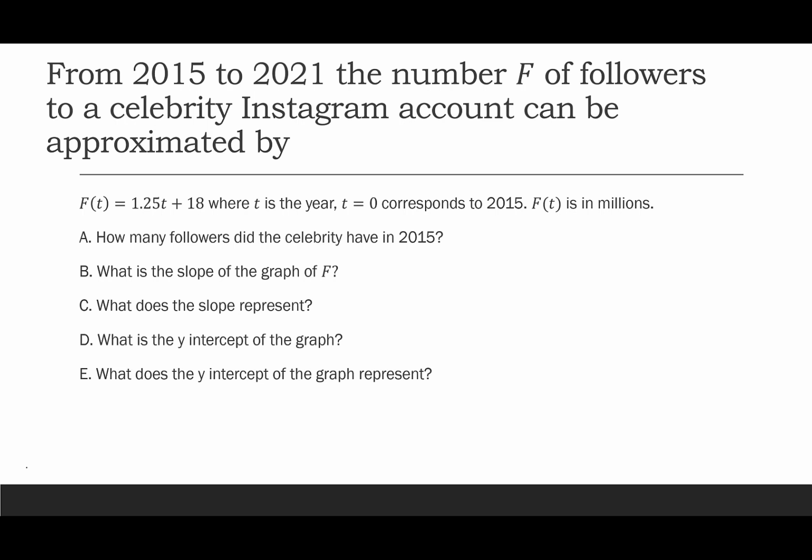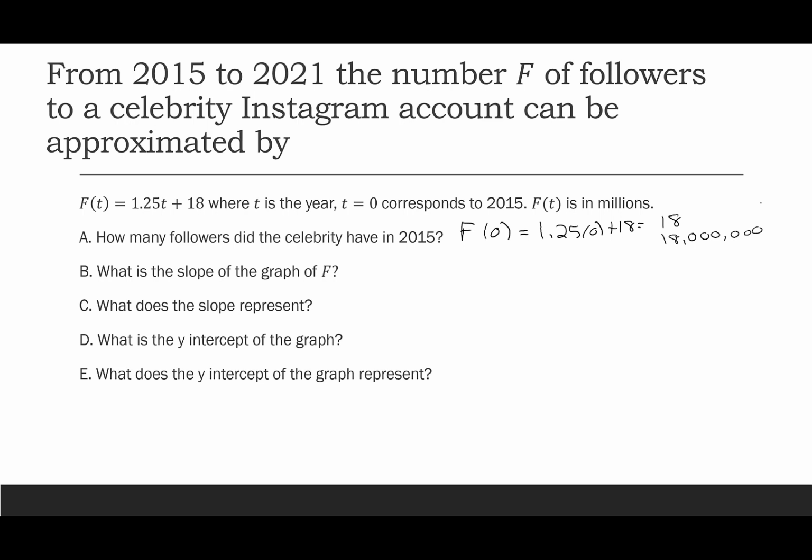So part A, we're going to start with: how many followers did the celebrity have in 2015? Since t equals 0 corresponds to 2015, we can imagine 1.25 times 0 is 0, and we would just get 18. But I will write that in. f of 0 is 1.25 times 0 plus 18, which is 18. Now, when you write this as an answer, you want to make sure you show the millions. So we're going to write this as 18 million. We don't want to think we had 18 followers. No one would care about us if we had 18 followers. But if you have 18 million followers, that's substantial.